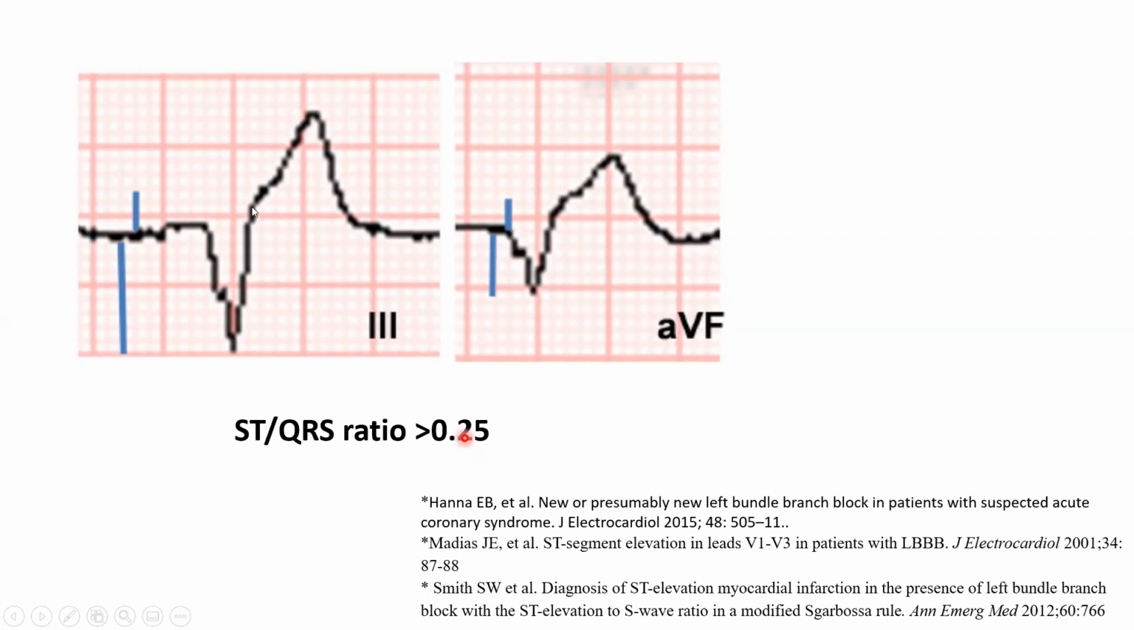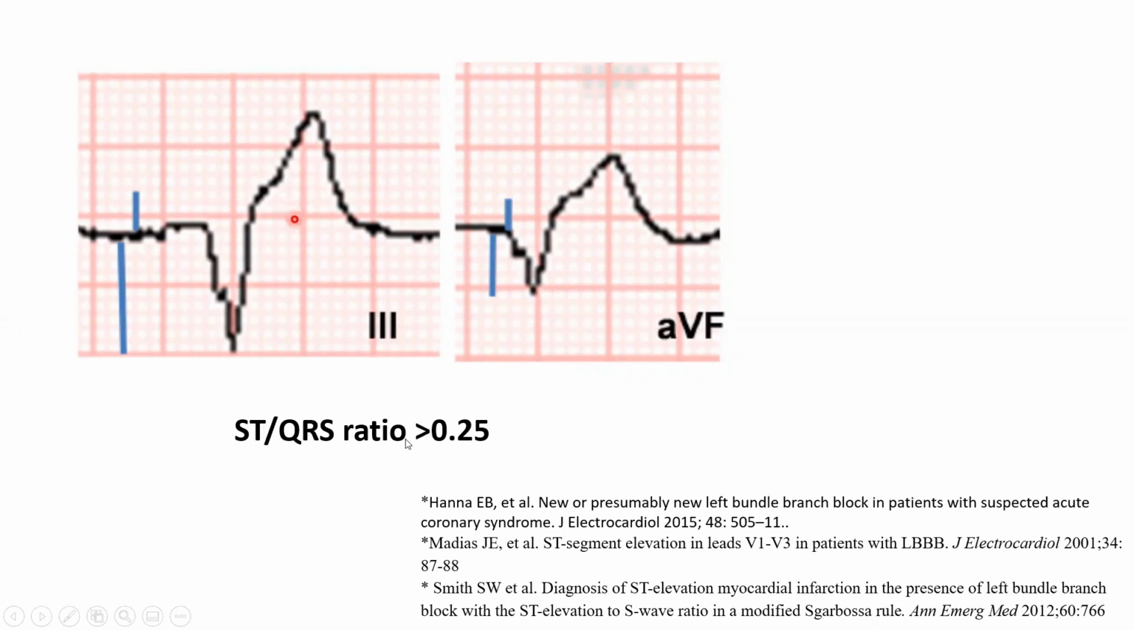Also in lead 3, he had an ST segment, and we measure it at the J point. It's about here. I like to take it one box, like I explained, like many other authors, one box beyond the J point. So he had an ST elevation of 3 boxes and a QRS of 9 boxes. So that was a 30% or so ST to QRS ratio, over 25%.